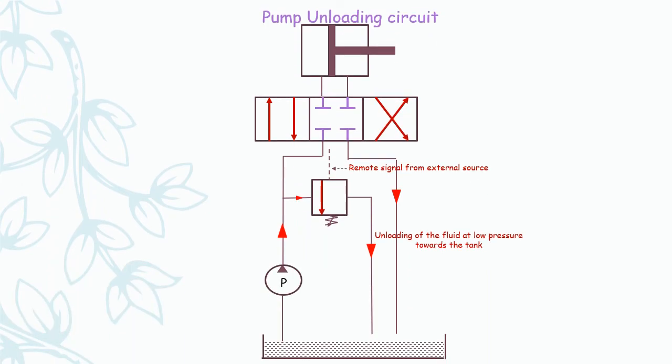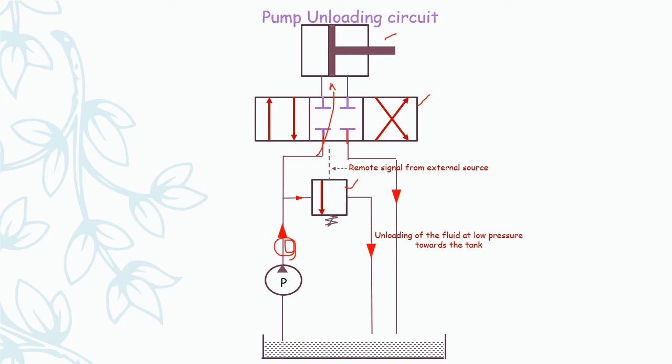This figure shows you a pump unloading circuit showing a piston cylinder arrangement, a direction control valve and an unloading valve. So there is no pressure relief valve. The operation is as I told you in the previous slide. So what is the purpose of the unloading valve? You can see here, this pump is continuously running, but the flow is not towards the actual operation, that is to operate the piston cylinder for extension and retraction.